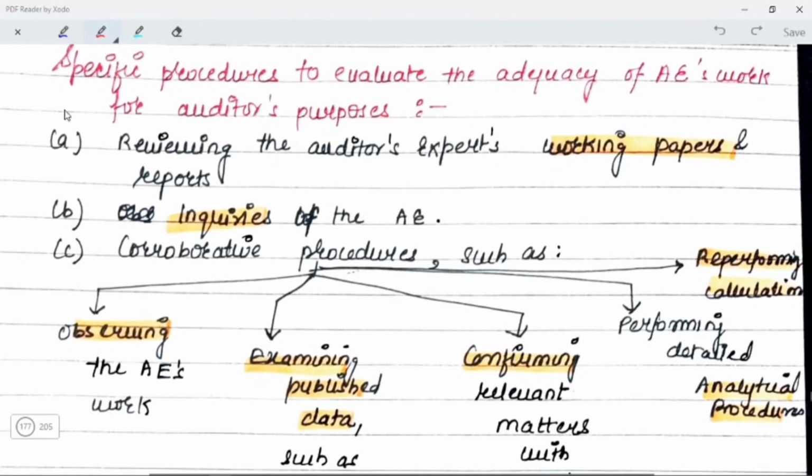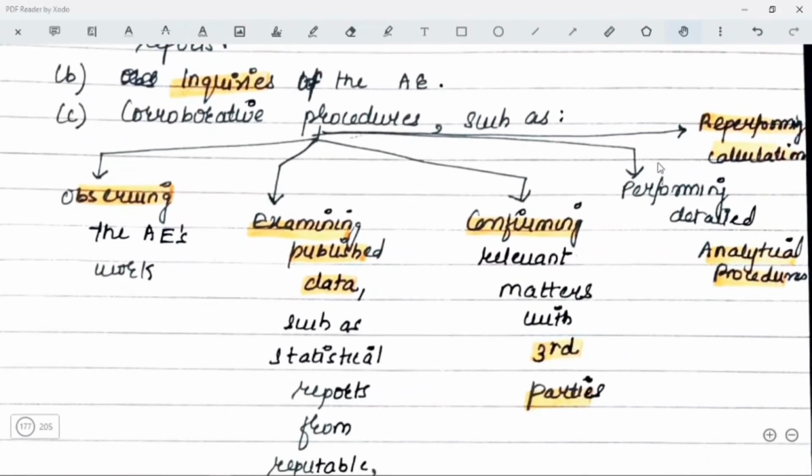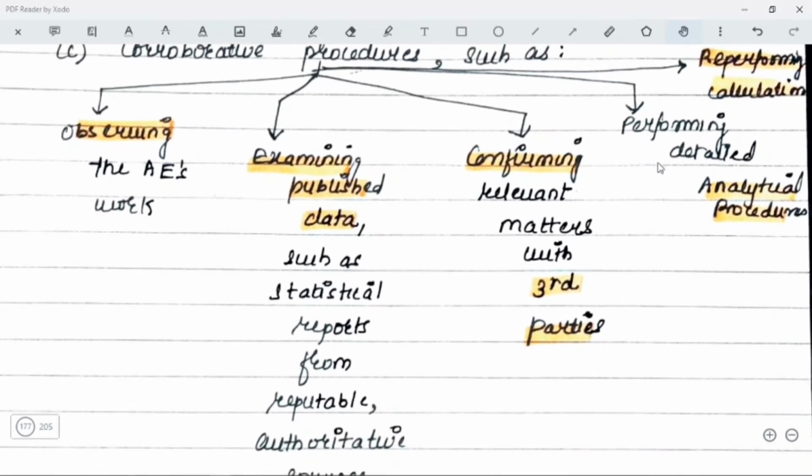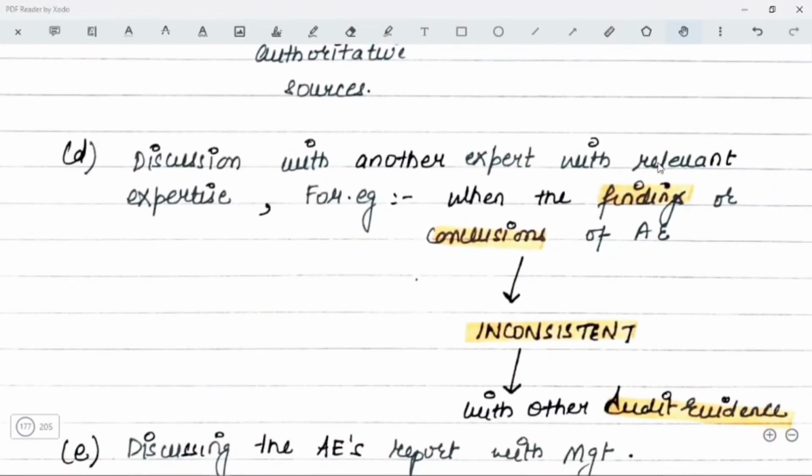Next, specific procedures to evaluate the adequacy of auditor's expert work for the auditor's purposes. So first of all, reviewing the auditor's expert's working papers and reports. Second, inquiries of the auditor's expert. Corroborative procedures जैसे कि observing the work of the expert, examining the published data जैसे कि statistical reports from reputable authoritative sources, confirming relevant matters with third parties, performing detailed analytical procedures, and re-performing the calculations. These are some of the corroborative procedures that you can perform as a specific procedure to evaluate the adequacy of his work for your purpose.